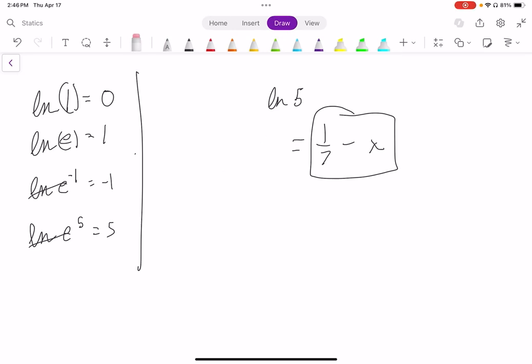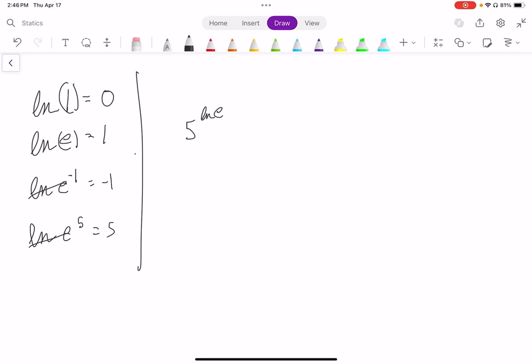Let's look at another example. 5 to the natural log of e squared. This is going to be equal to 5 to the 2. We know that the natural log of e to the anything is going to be that power. So this is 5 squared, which we know is 25.